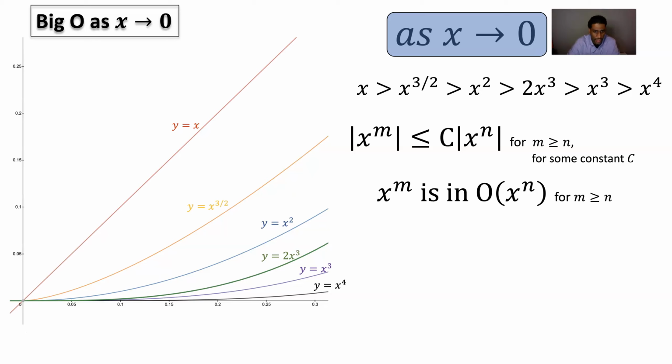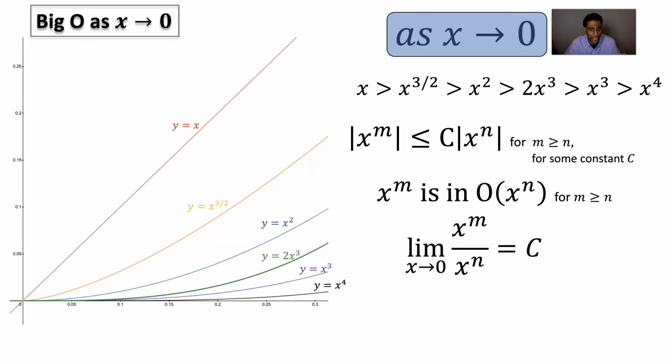But we have an instance here where we have y equals 2x cubed and y equals x cubed. And so x cubed is less than or equal to 2x cubed, which is true as we approach 0. And so m and n are equal, and the constant there is a 2. All right, great.